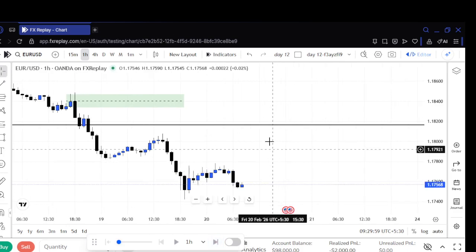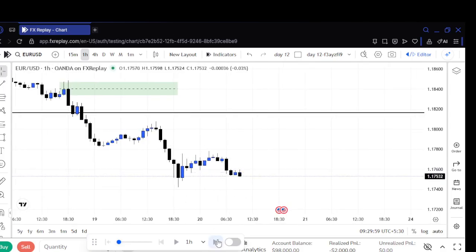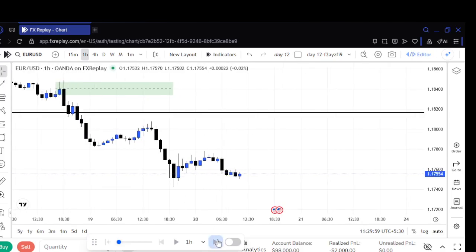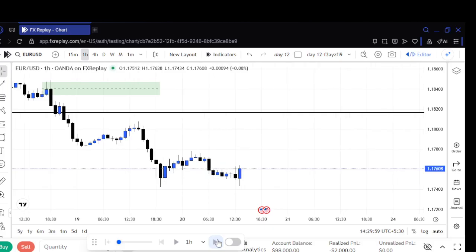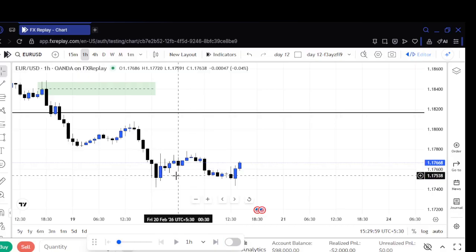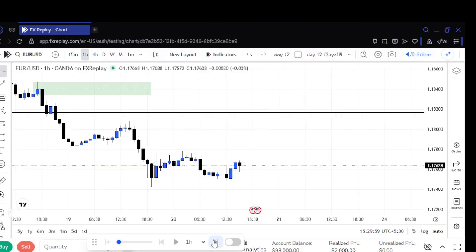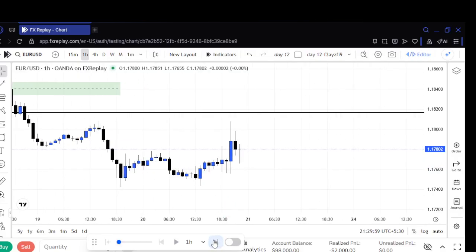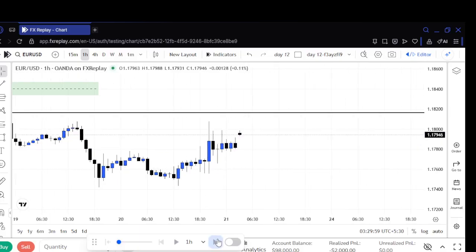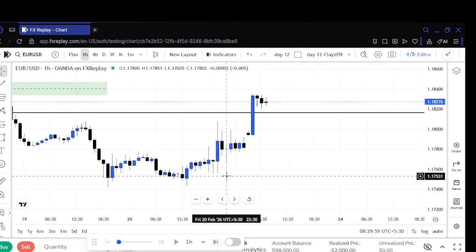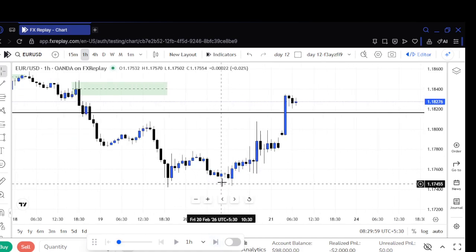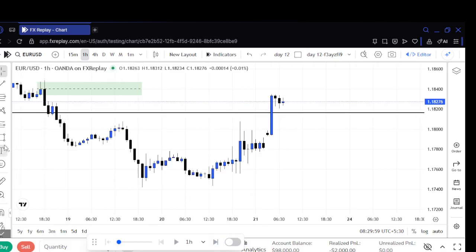Here I think liquidity took it. I think our bias is wrong, I think in the opposite direction. Okay, now get a proper outer block here. It's not a proper outer block. See how the bias was correct, but we missed our entry here.